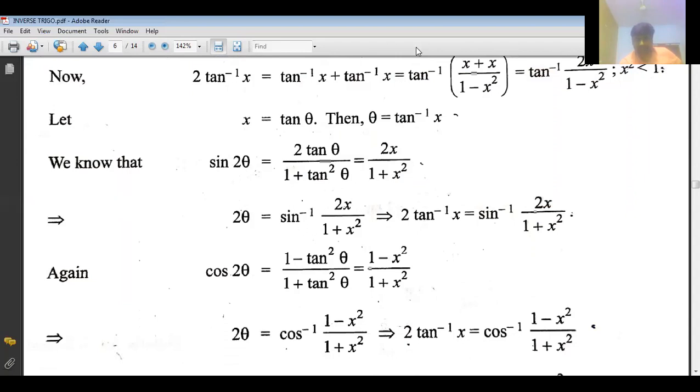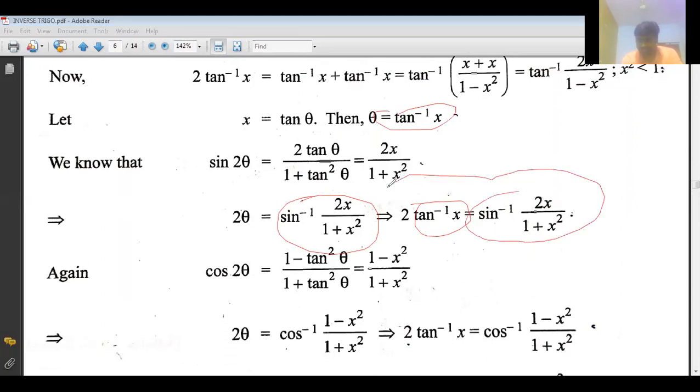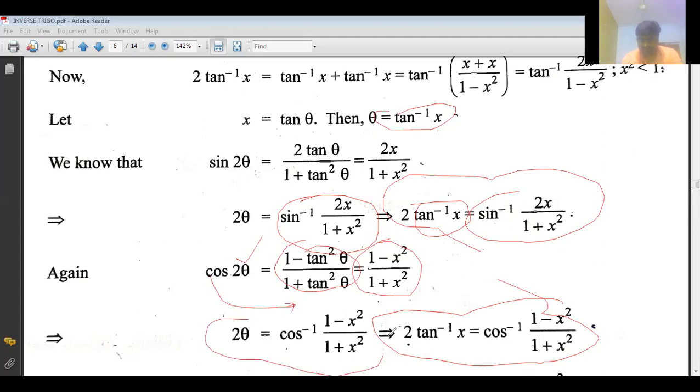Now here 2 theta equals sine inverse of 2x by 1 plus x square. So theta value is tan inverse of x from this. So like that we have proved the sine 2 theta formula. So 2 tan inverse x formula we have proved in sine inverse. Similarly, we are going to prove the 2 tan inverse x formula in cos inverse also. How? Take the cos 2 theta formula, write the formula in tan and substitute x in place of tan theta, and cos inverse comes here. So cos inverse of 1 minus x square by 1 plus x square.